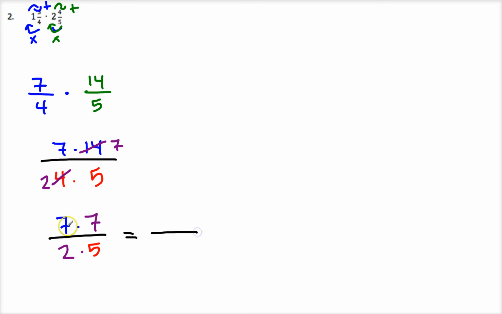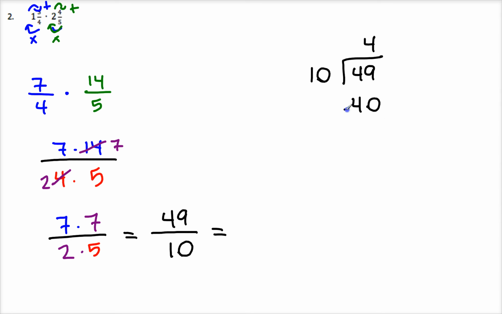Okay, so 7 times 7 will give me 49 for my numerator. 2 times 5 will give me 10 for my denominator. So I have the improper fraction 49 tenths. And now to change that to a mixed number, I need to see how many times 10 will go into 49. 10 will go into 49 4 whole times. And my remainder for this one will be 9. So we get the mixed number 4 and 9 tenths.